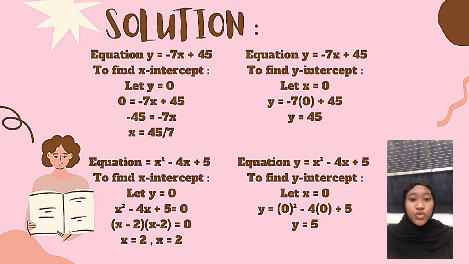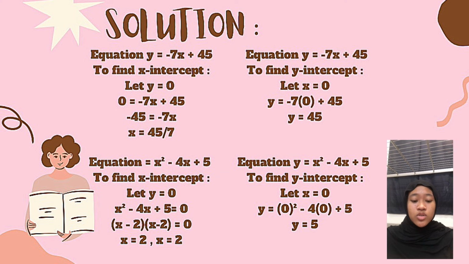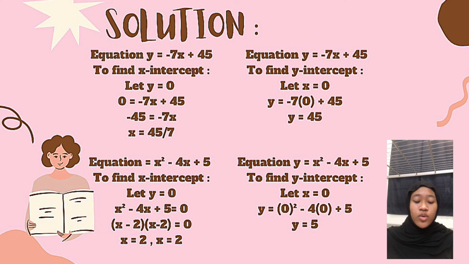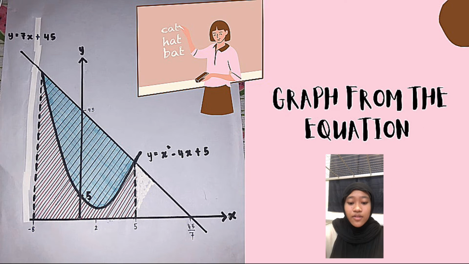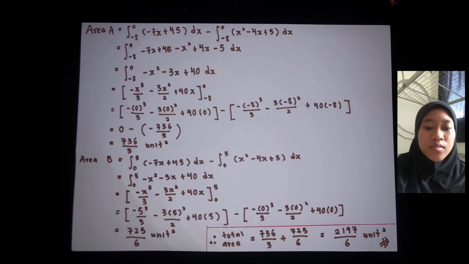Next, to find the y-intercept, x equals 0. So, 0 squared minus 4 times 0 plus 5 equals y. So, y will be 5. The graph will look like this. The blue color region is the area bounded by the graph and the x-axis. The blue line is the line above and the red line is the curve.